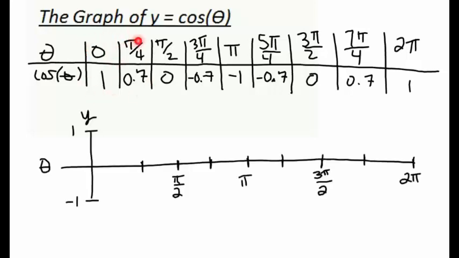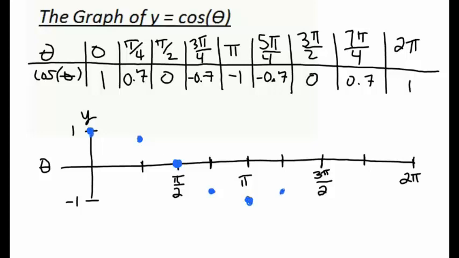Regarding each of our columns as an ordered pair, we're going to get the following. Cosine begins at the ordered pair (0, 1). And then when we get to pi by 4, we're a little bit under 1 at about 0.7. When we get to pi by 2, we're at the y value of 0. At 3 pi by 4, we're pretty close to negative 1. We are exactly at negative 1 when theta equals pi.